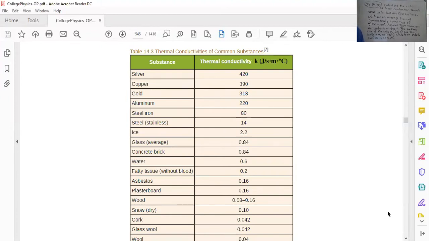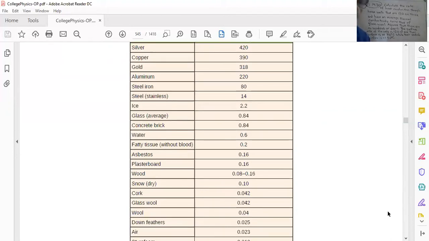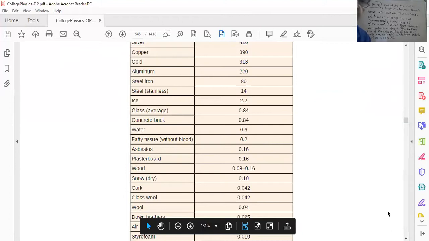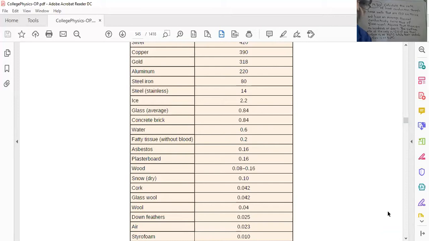You notice that the metals have higher values than the other ones. Look at what you consider really good conductors like copper, silver, gold. They have the largest values. As you go further down, when you look at water, for instance, they're talking about pure water, it's quite low.